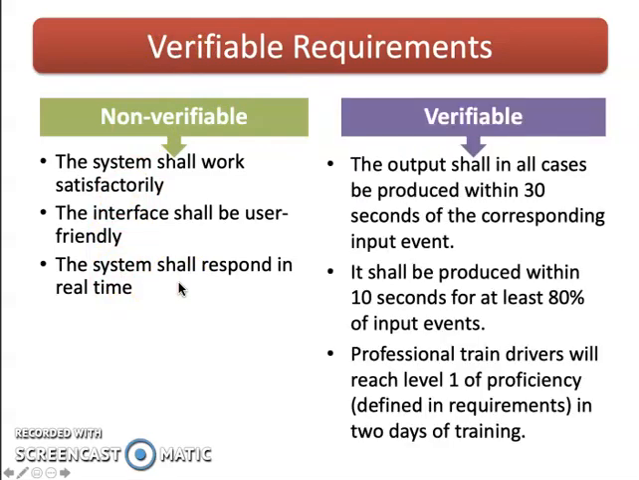On the right hand side over here, there are three examples of more verifiable and more specifically written requirements. The output shall in all cases be produced within 30 seconds of the corresponding input event that can be measured, tracked and traced. It shall be produced within 10 seconds for at least 80% of input events. Again, can be tested, can be tracked, can be traced.